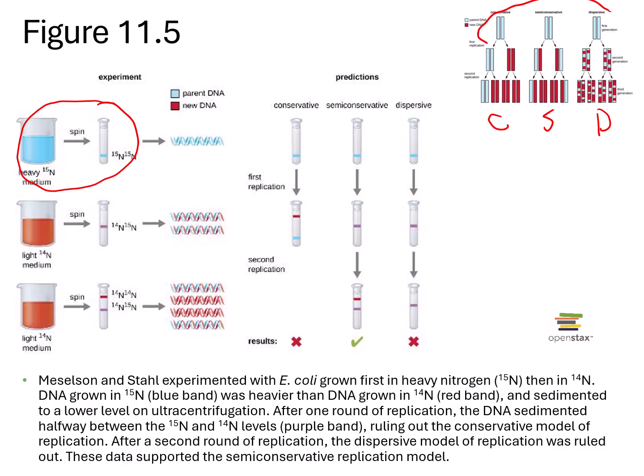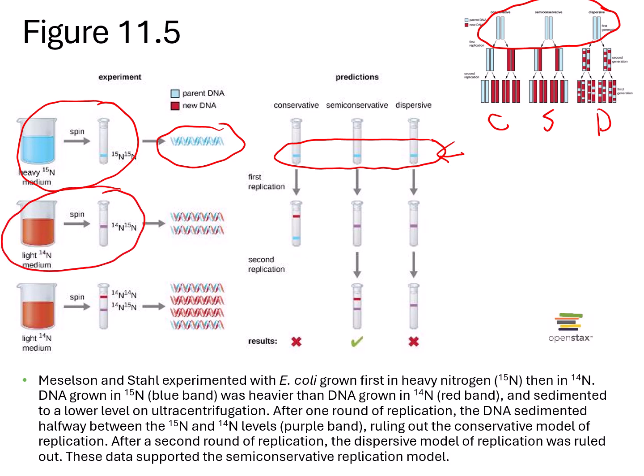So this is the original DNA, and it's grown in heavy nitrogen, so it makes sense that they would see a heavy band in their tubes. Then they moved the E. coli to a lighter solution of nitrogen, nitrogen 14, and allowed the first replication cycle for DNA to occur.